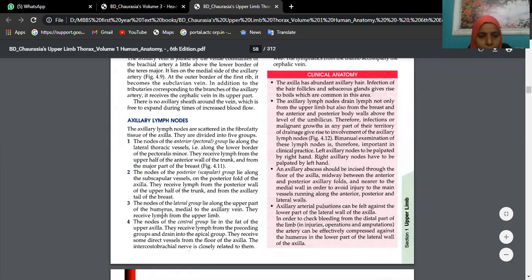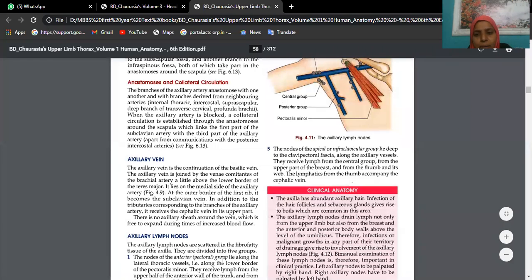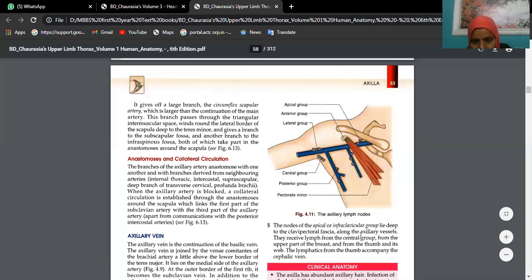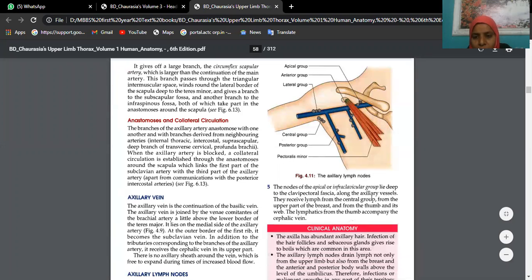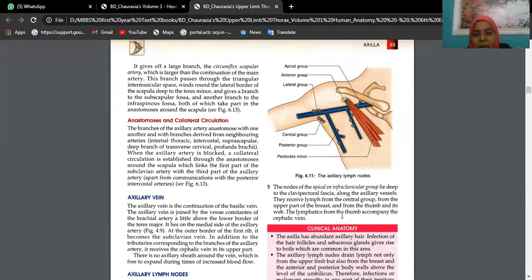Lateral group is receiving lymph from the upper limb. Central group receives lymph from all preceding, that means from anterior, posterior, and lateral. I already told you this. Finally, they will move to apical. Finally, the whole lymph will drain into the thoracic duct, or the right lymphatic duct if it is on the right side.